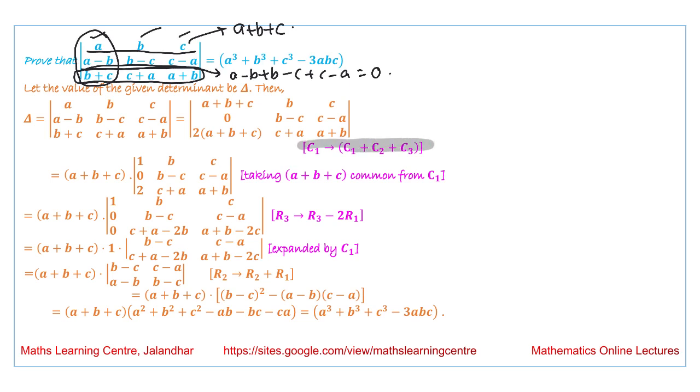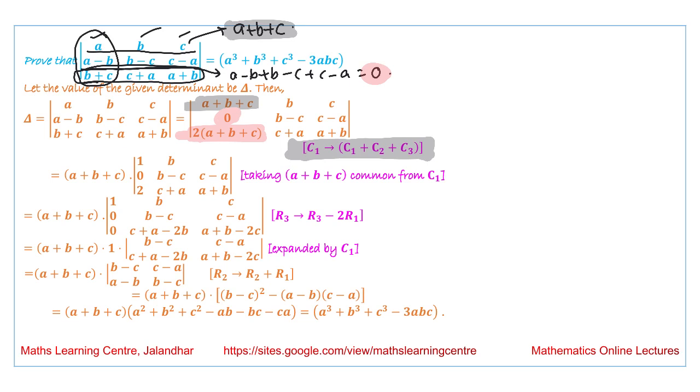So we have performed the operation over here: C1 approaches C1 plus C2 plus C3. So what we have obtained is A plus B plus C, then 0, and last we are obtaining 2 times (A plus B plus C).